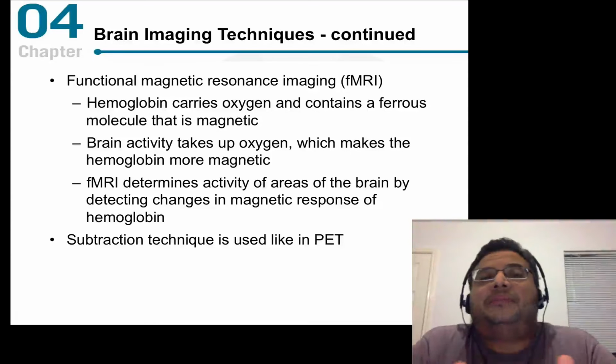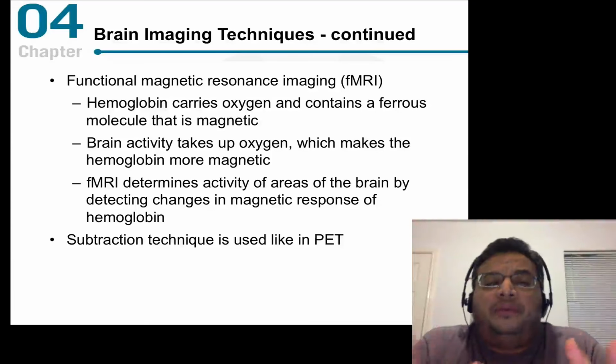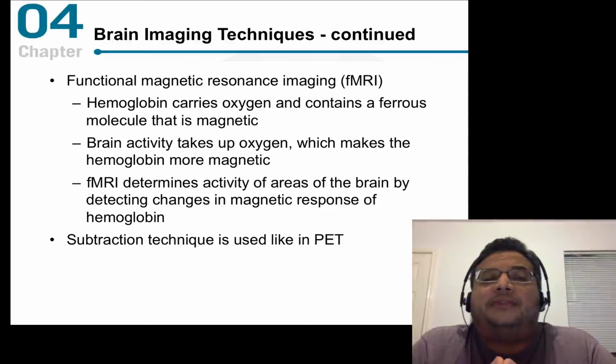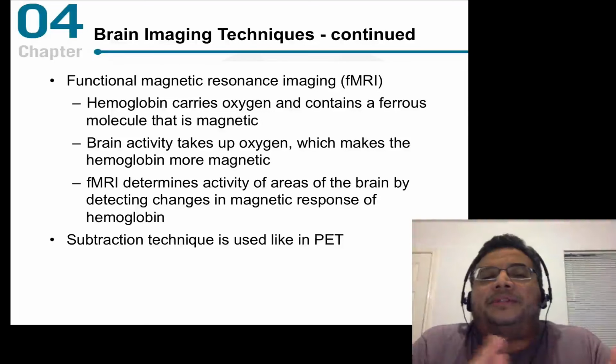So we put somebody into an MRI machine and have them think of something or look at something, whatever parts of the brain we're interested in studying, and we measure the activity of their brain. In this case, we measure the hemoglobin being taken up, or the oxygen being taken up by different parts of the brain. And then we stimulate them, right? Have them look at something or think about something or whatever. And then we subtract the difference.